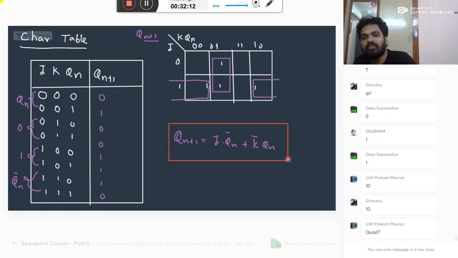Here it is valid for all inputs. It is irrespective of 0, 0, 0, 1, 1, 0, 1, 1. Any input it is valid. For SR it is valid only for 0, 0, 0, 1, 1, 0, not for 1, 1. Here it is valid for any input. What is its name? Characteristic equation. Okay, so next.